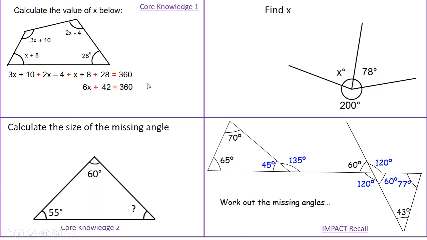So the aim of the game is to find x. We need to solve this now. So we need to subtract 42 from the 360. So 6x is 318, and we need to divide by 6. So x must be 53 degrees.